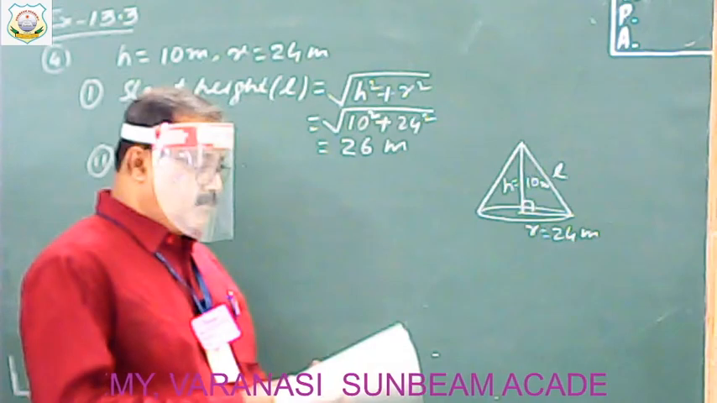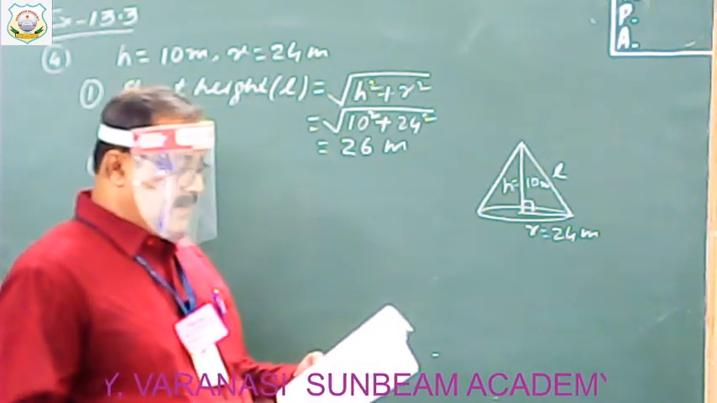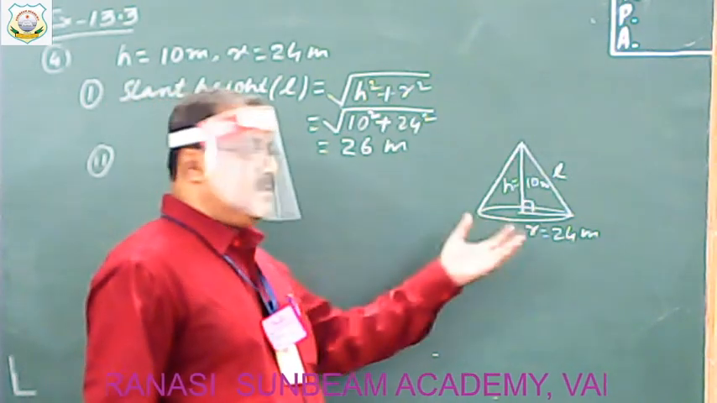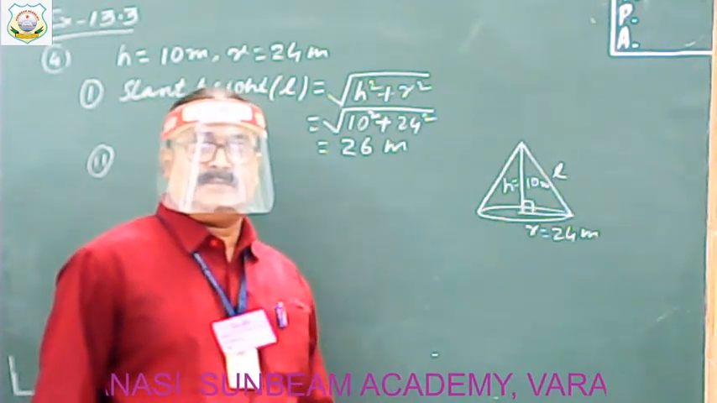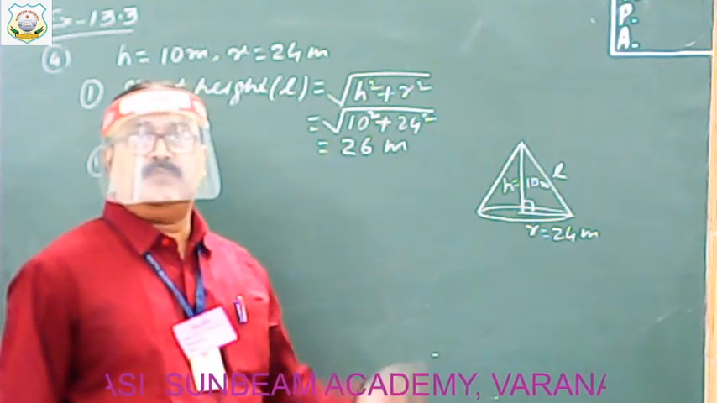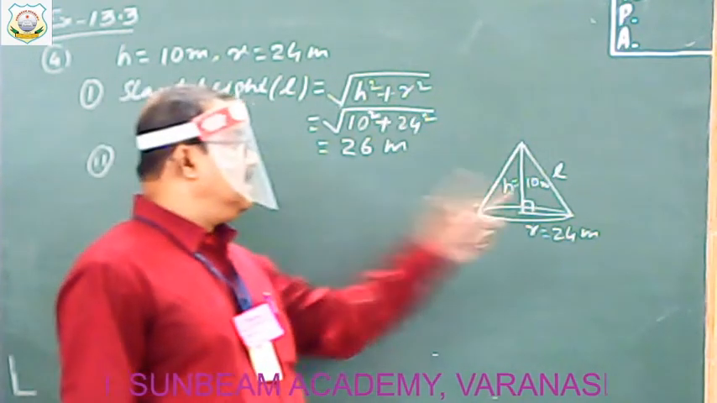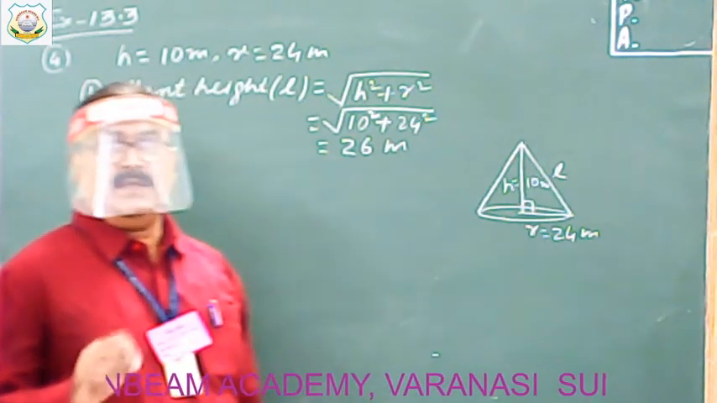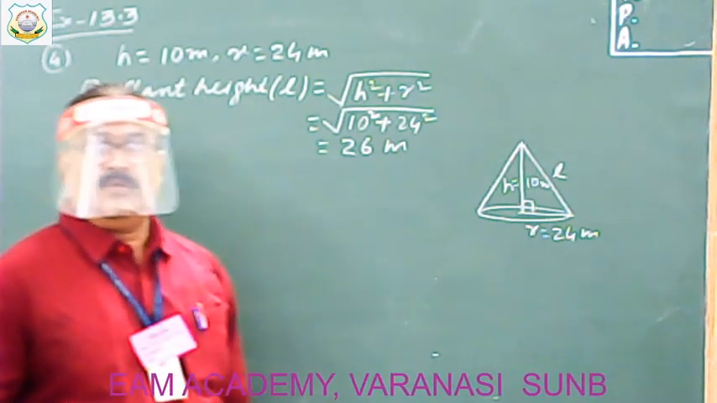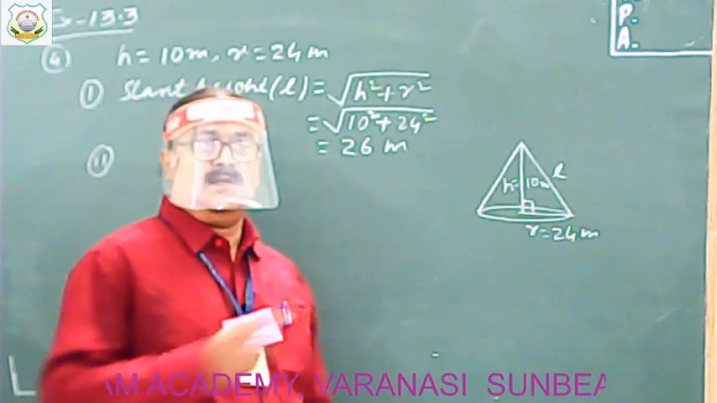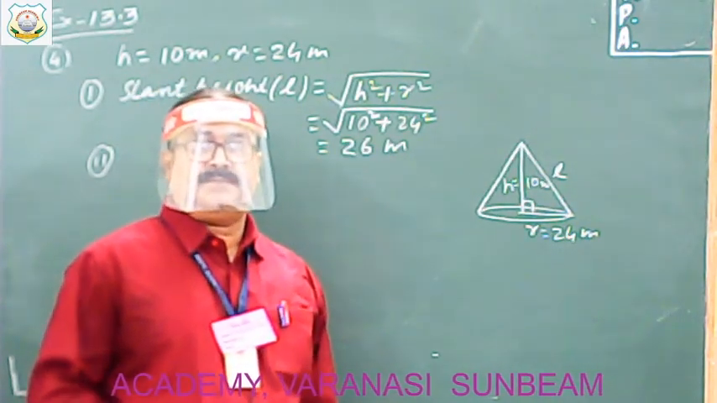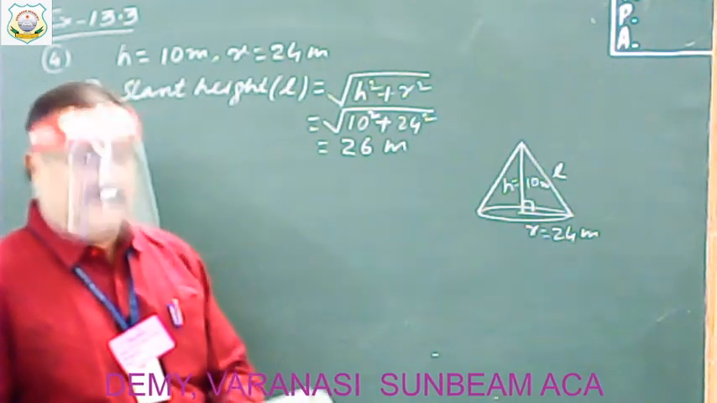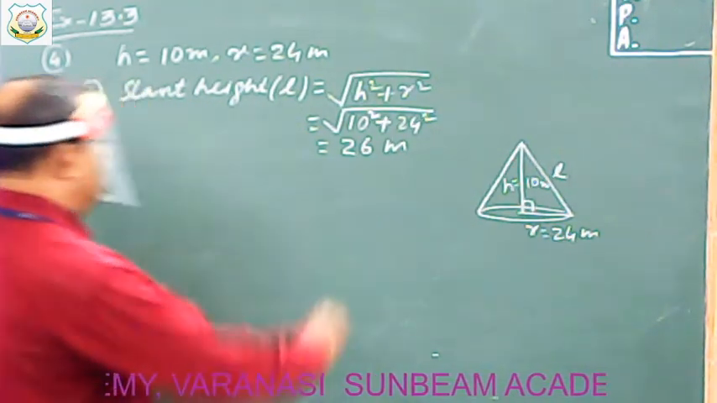So we have to find the cost of canvas required, for which we need how much area of canvas is required to make the tent. So the required area of canvas to make the tent is the curved surface area of the tent. First of all, you have to find the required area of canvas, that is, the curved surface area of the tent. And thereafter, you have to find the cost. Rate is given, 1 meter square equals rupees 70. Clear?